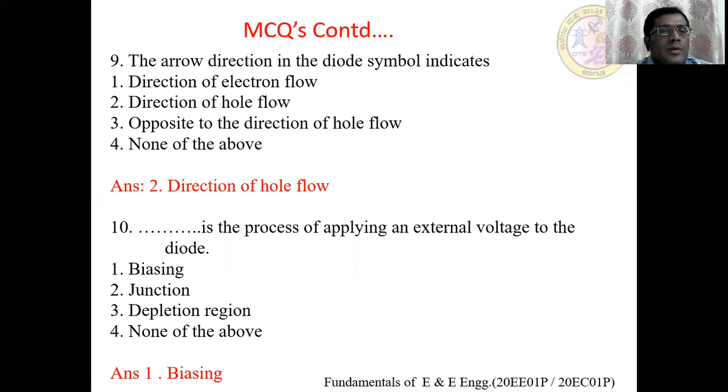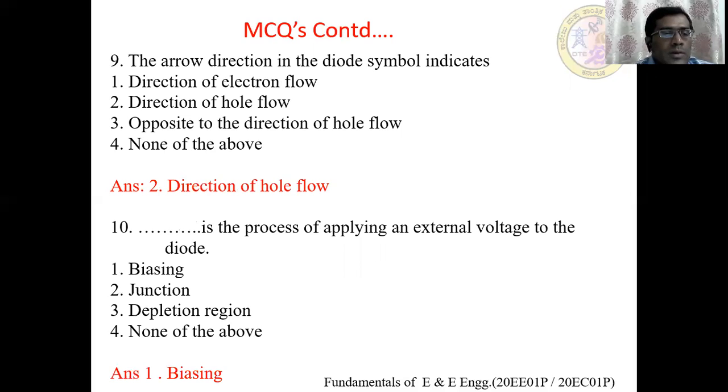Question number 9: the arrow direction in the diode symbol indicates the direction of electron flow, the direction of hole flow, opposite to the direction of hole flow, or none of the above. The arrow direction in the diode symbol indicates the direction of hole flow. So the answer is the direction of hole flow, option number 2.